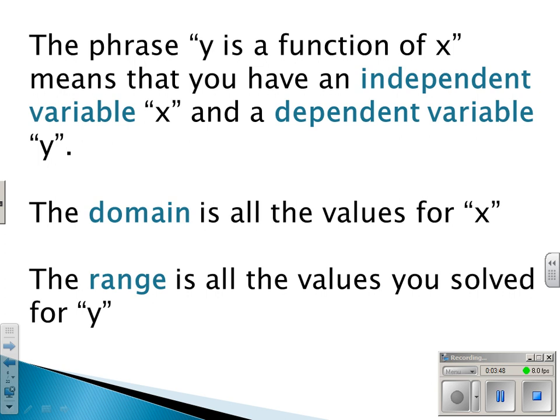You have probably in the past heard the phrase y is a function of x. That means that you have an independent variable x and a dependent variable y. Y will depend on the value you put in for x. Okay? The domain, that's a word again that should sound familiar. The domain is all of the values that you have for x, and the range is all of the values that you solve to get for y. Okay, so you've got domain and you have range. They go along with input and output. Domains are your inputs, ranges mean your outputs.